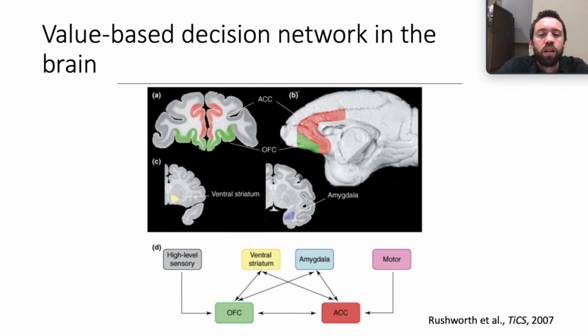And in particular, there is a lot of interest in these two areas, the orbital frontal cortex, or OFC, and the anterior cingulate cortex, or ACC. The orbital frontal cortex receives input from areas that have highly processed sensory information. So, for example, how objects look, for example, this gets input to the orbital frontal cortex. The anterior cingulate cortex does not receive as much highly processed sensory information, but it's more strongly connected to motor parts of the brain. So it's more easily able to influence our actions and movements.